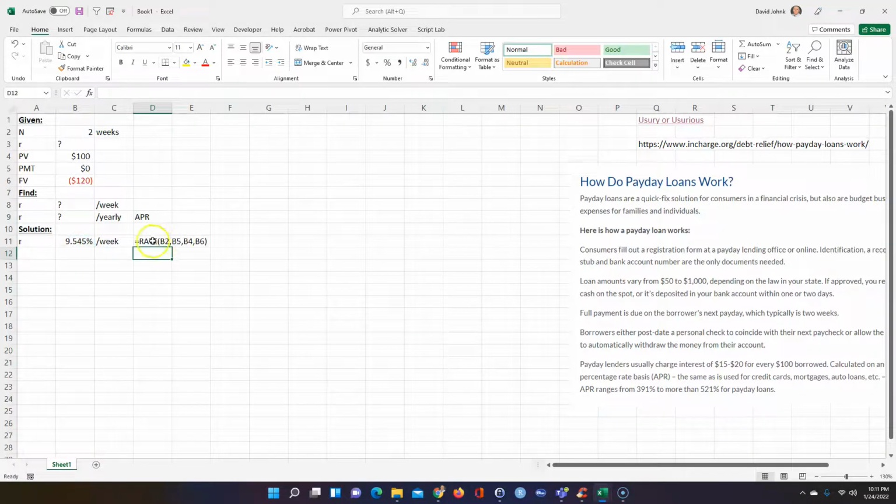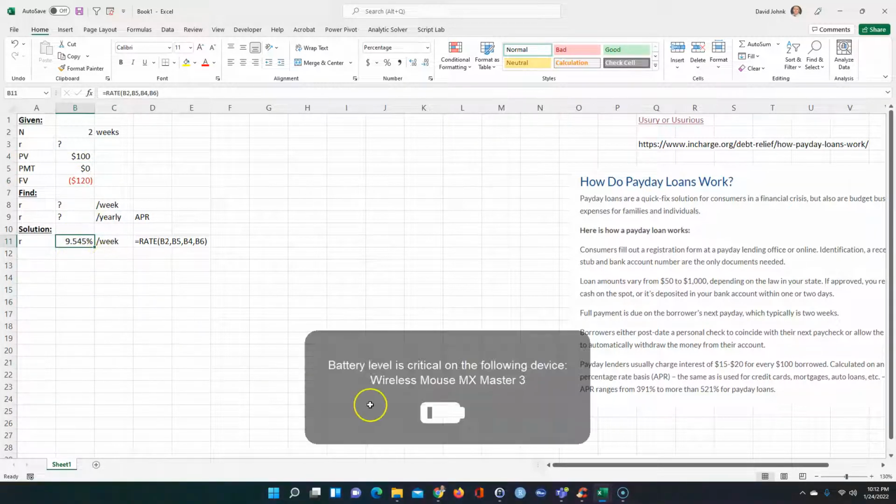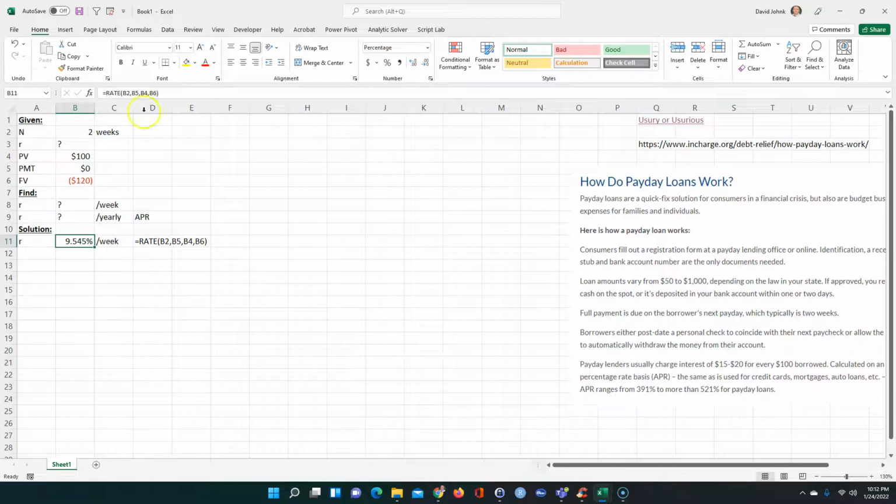And the way this rate formula works, you have to have one cash flow negative and one positive. You can't get $100 and get $120. You have to get $100 and then give $120 back, right? So this won't come out right unless I have one of those negative and one positive.